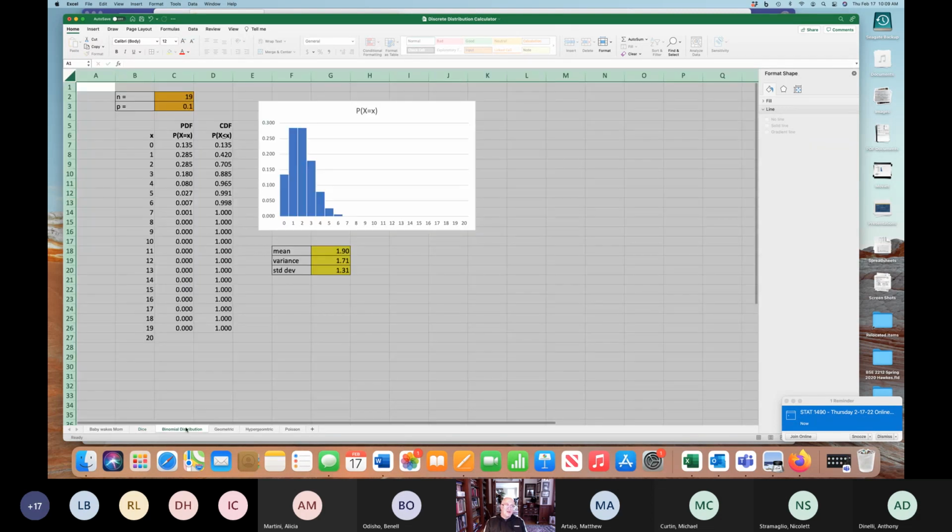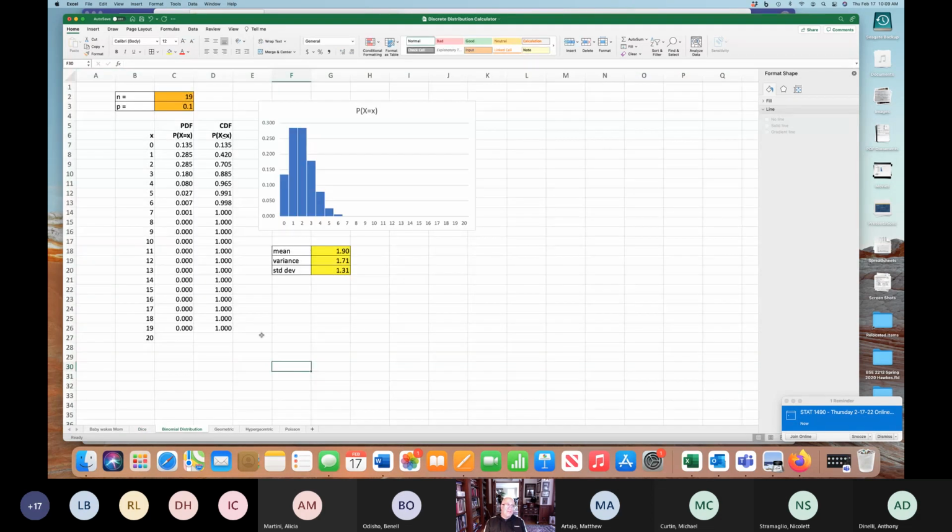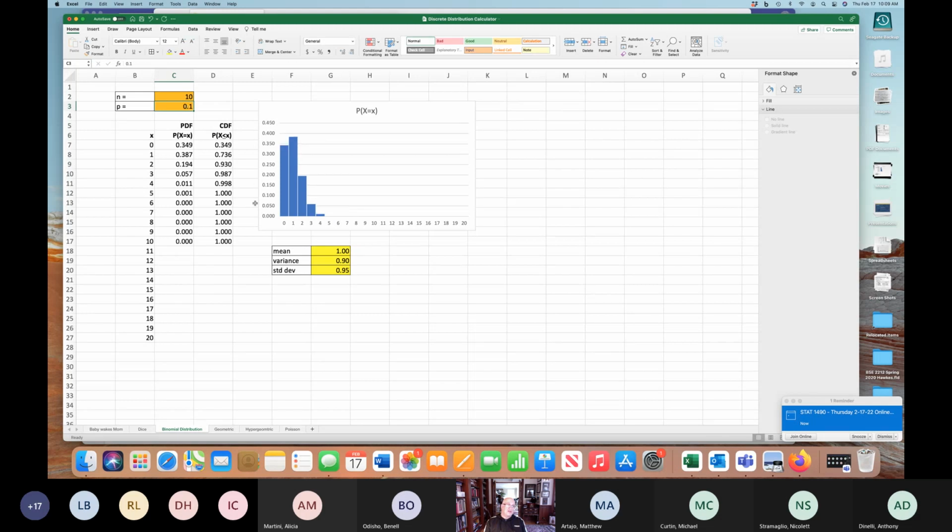All right, now I've got calculators here, and for binomial, it goes up to n equals 20. So let's say I have 10, and let's say my p is what? Let's say I want to just be flipping a coin, 0.5. Well, it gives me the graph of the PDF. It gives me the CDF as well, and it stops at 10.